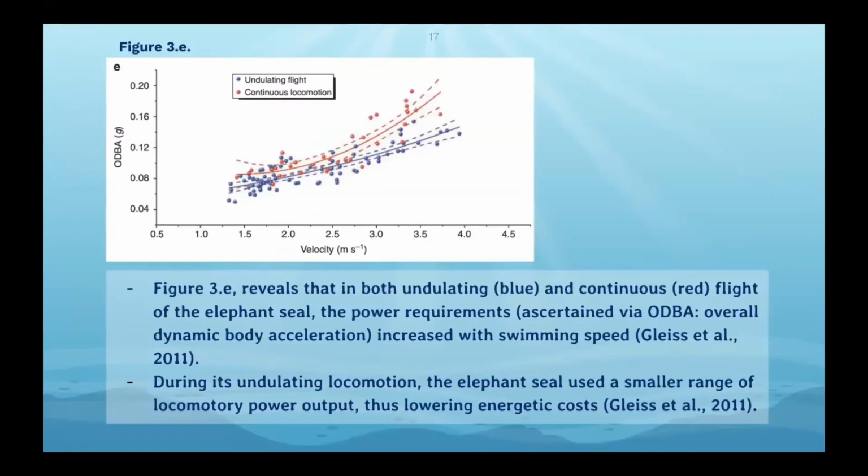Figure 3e reveals that in both undulating and continuous flight of the elephant seal, the power requirements increase with swimming speed. During its undulating locomotion, the elephant seal used a smaller range of locomotory power output, thus lowering energetic costs.